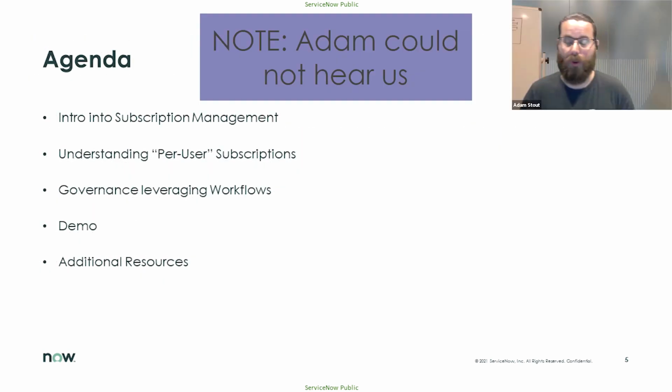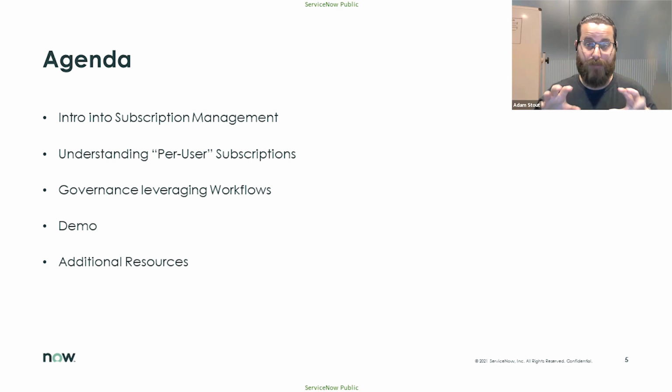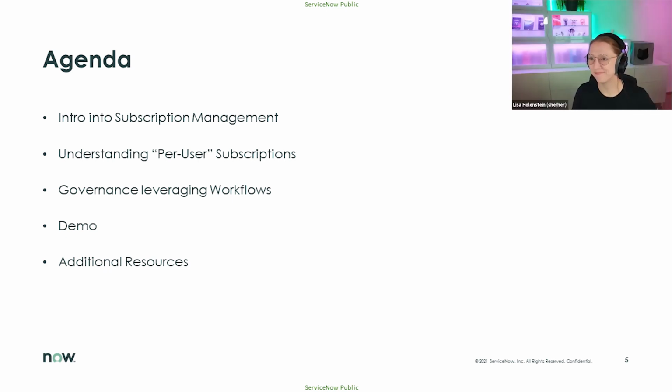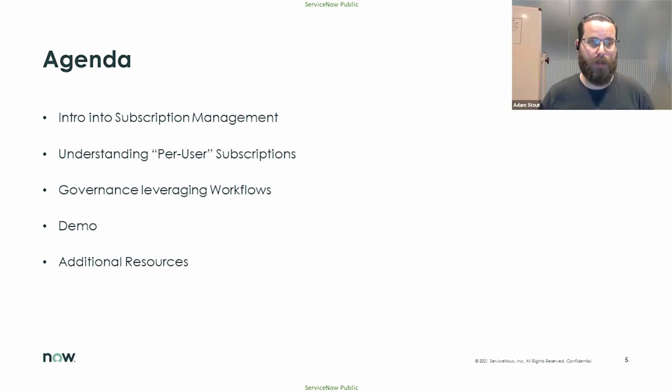First of all, again, that intro into subscription management. Then we're going to focus in on per user subscriptions. That's the really important thing you need to know about, that you need to do something to make work correctly. And we're going to talk about governance and how do I actually get subscription management to work for me. And then we're going to get into this demo. In the demo, we're going to walk through setting up a per user subscription. So make sure we pay attention when we get to there. And then we'll wrap up with some additional resources and answer any questions we didn't get to. Again, please feel free to drop those questions in the Q&A as we're going.